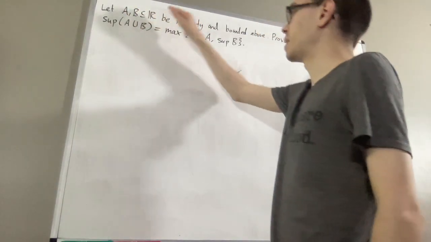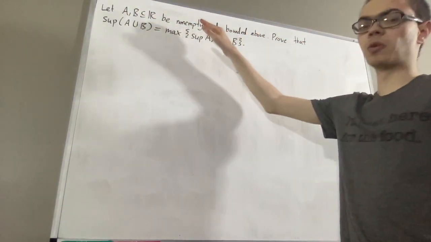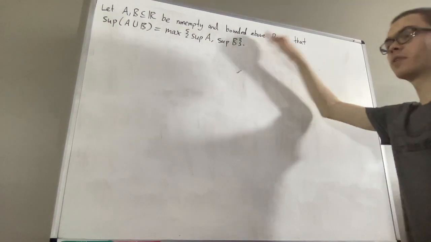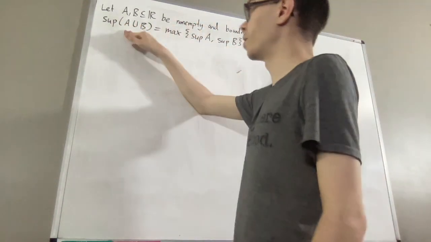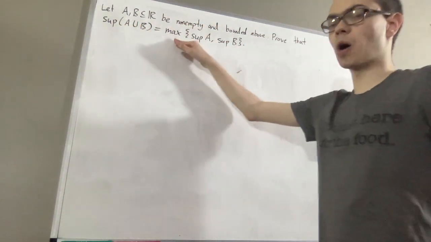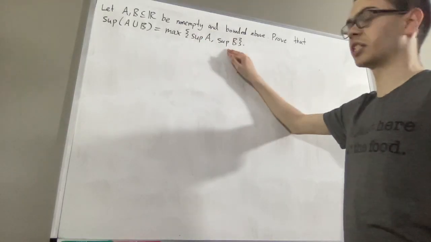Let A and B be non-empty subsets of real numbers that are bounded above. Prove that the supremum of the union of A and B is equal to the maximum of the supremum of A and the supremum of B.